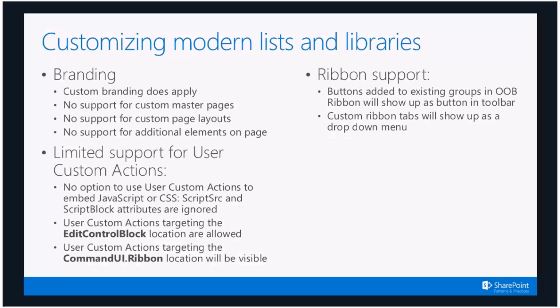So if you look at ribbon support, which is under the command UI ribbon as location, you can add additional ribbons. Additional ribbon tabs show up as drop-down menus, and I think the demo will make it more clear. Keep in mind that in the legacy approach, in the classic approach, you can have a custom ribbon with different groups, and then put your buttons in those different groups. The concept of a group is not there anymore. So all the buttons will just be shown as one list, actually.